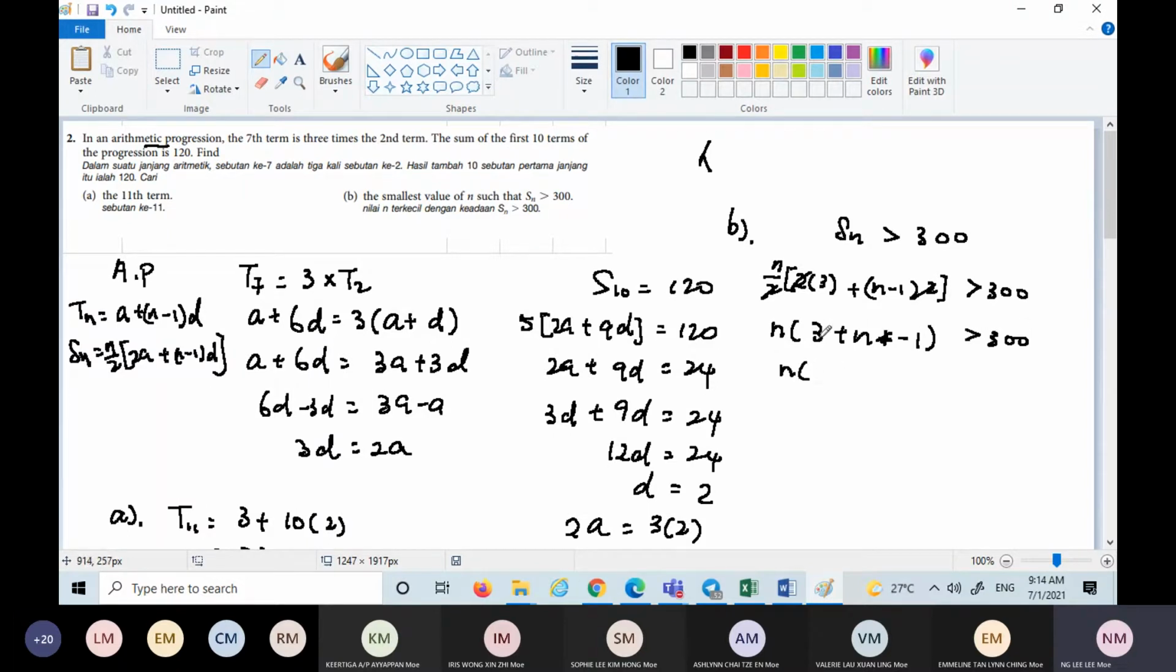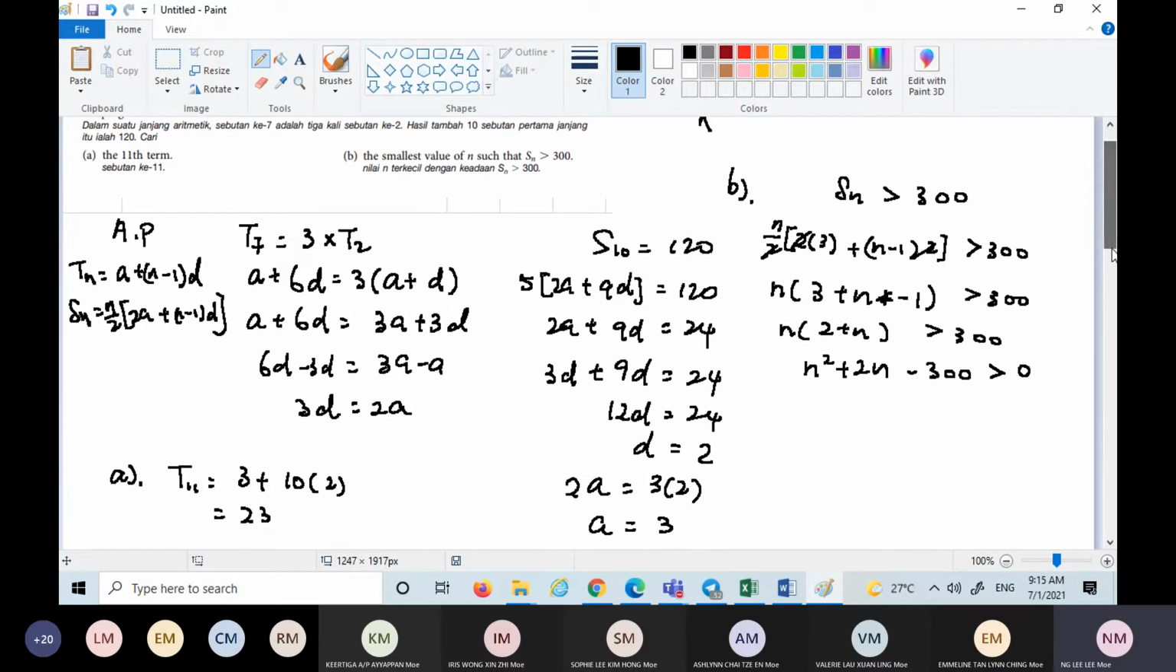Simplify 3 minus 1. So here I have 2n and then n squared. I rearrange: n squared plus 2n. This one bring to this side, minus 300. This is what you get. And then this one you can't do factorization, so I use a formula to get the answer.